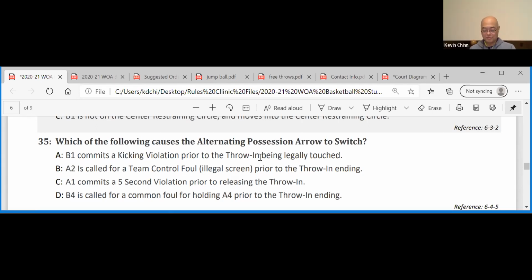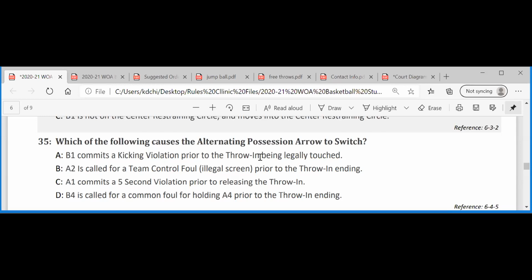Does everybody understand what type of question this is? What I mean by that, this is a throw-in question. Okay, does that help you? So let's go through them. On a throw-in, I'm A1, I'm throwing in to my teammate. As I throw it in, B1 kicks the ball.